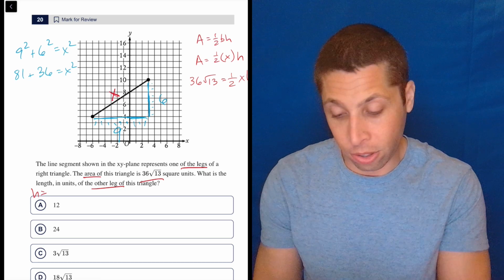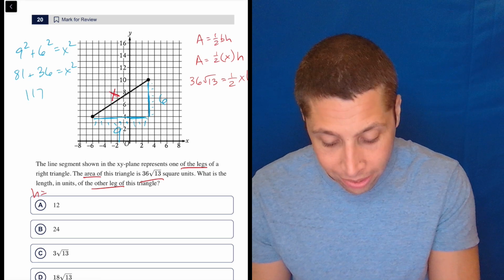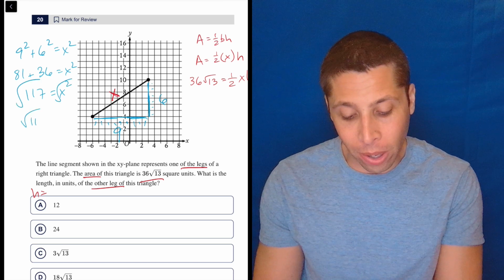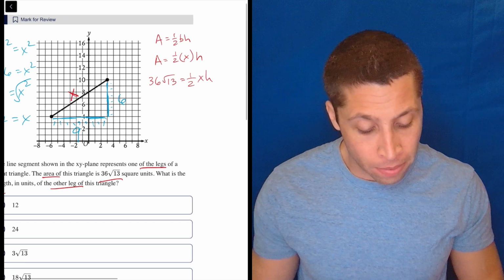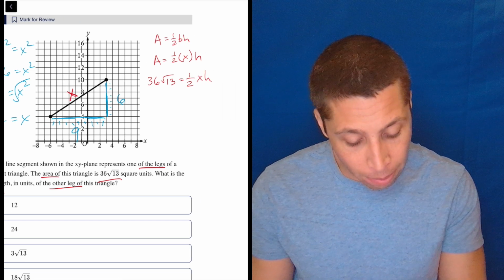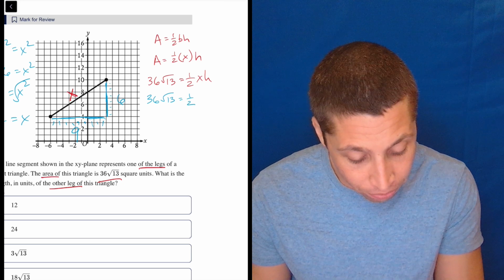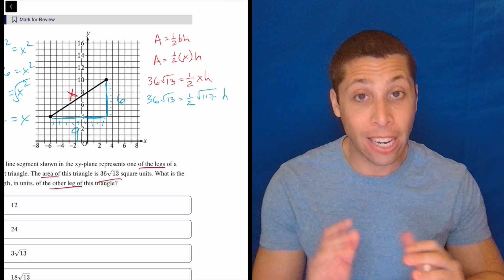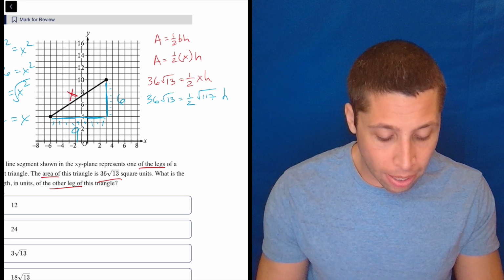So let's just use the calculator. 81 plus 36 is 117, which is X squared. So X is radical 117. So now I see where these radicals are coming from. So rather than deal with simplifying that, I'm just going to go here. 36 root 13 is equal to 1/2 radical 117 times h. And the h is not in that radical. So I can solve for this.